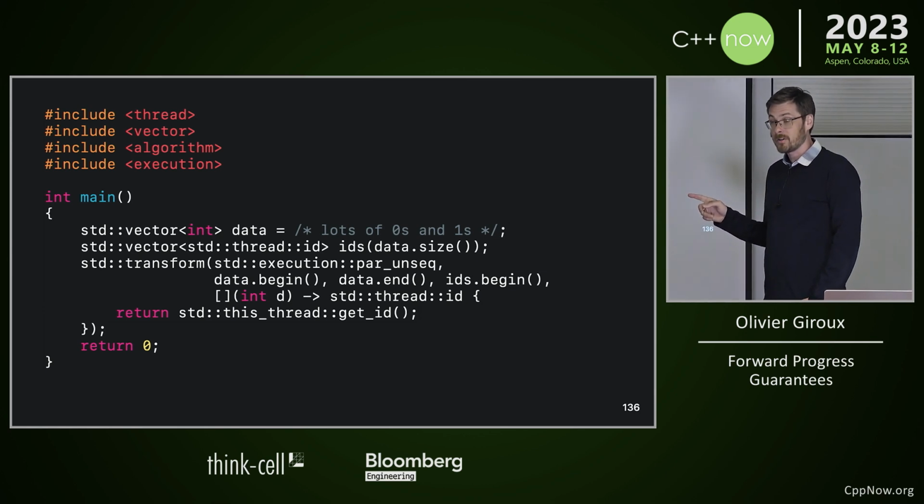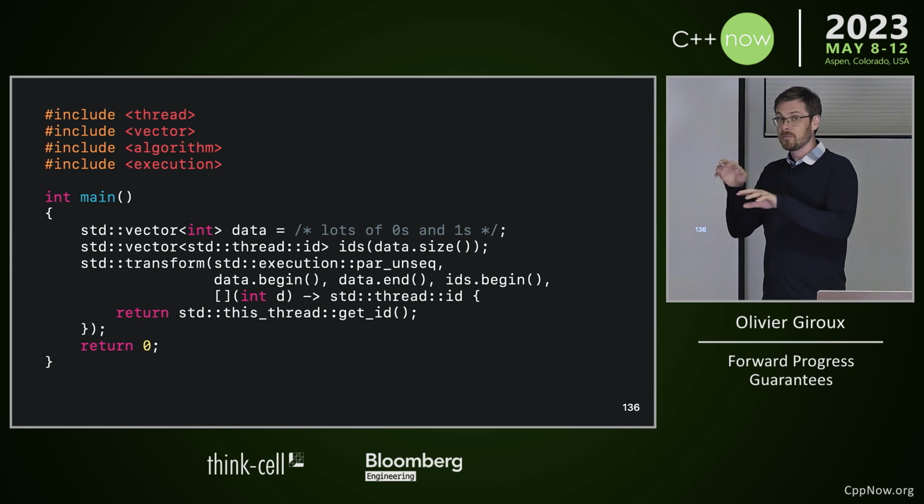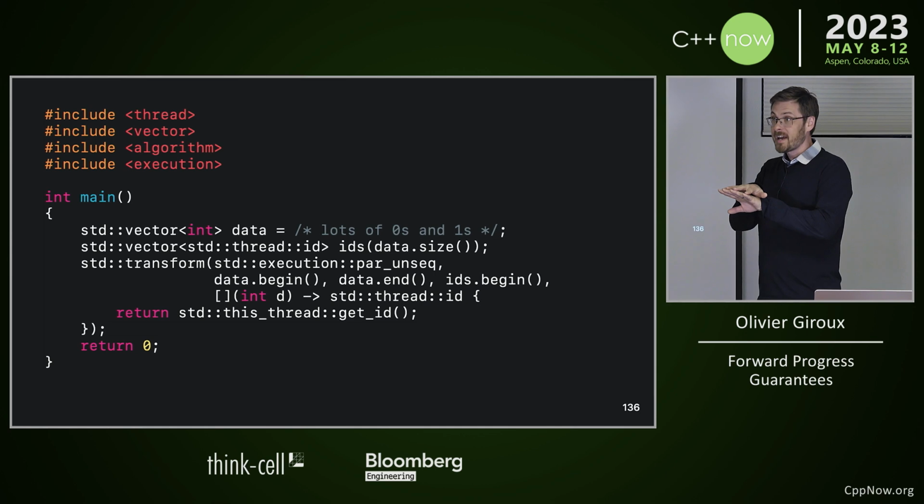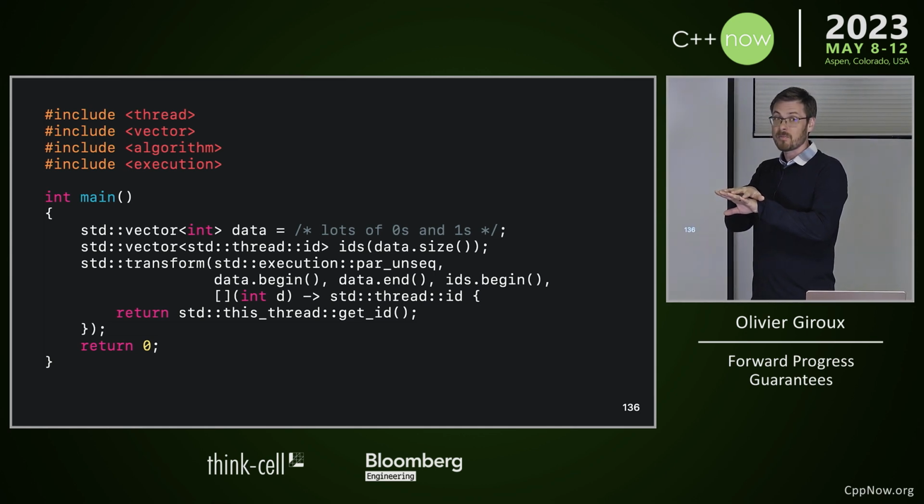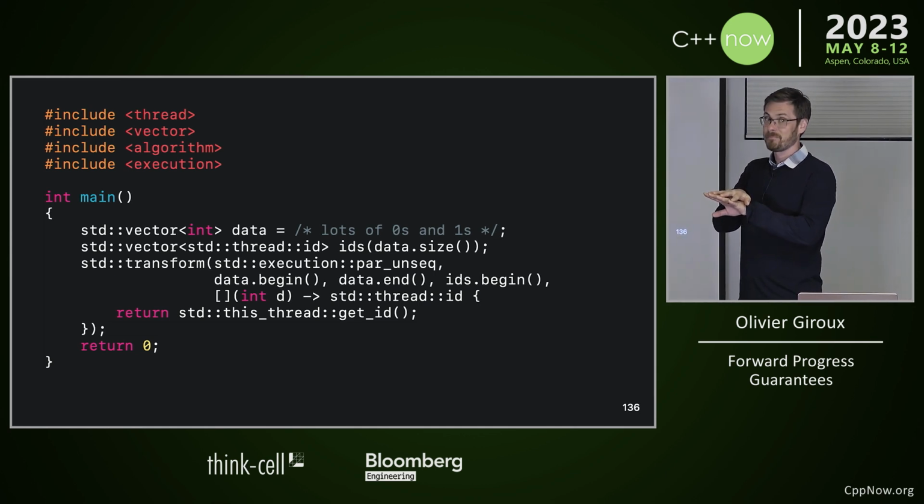Especially when talking about par_unseq. If par_unseq scheduled my tasks onto vector lanes, multiple tasks will come to the conclusion that they have the same thread ID at the same time.